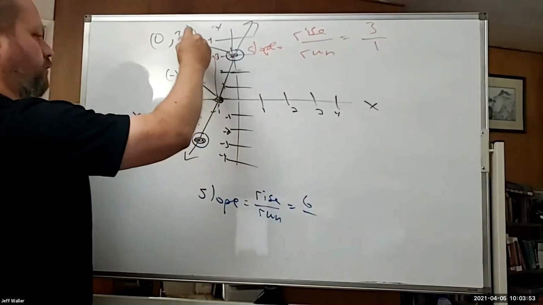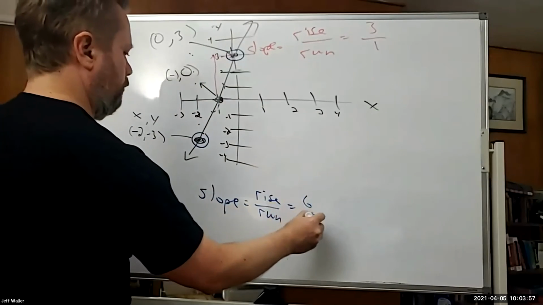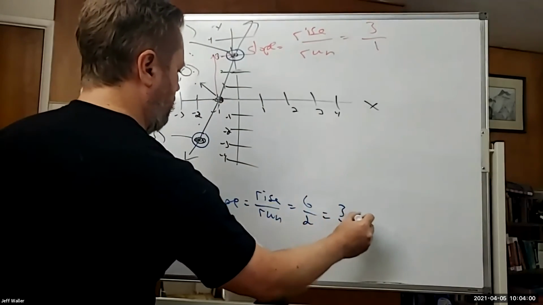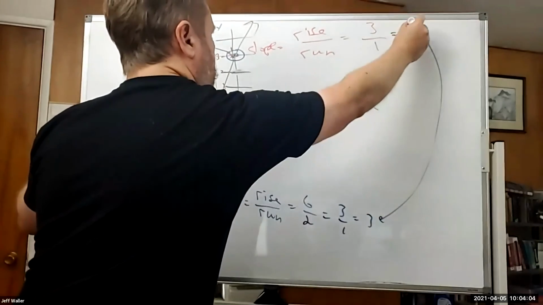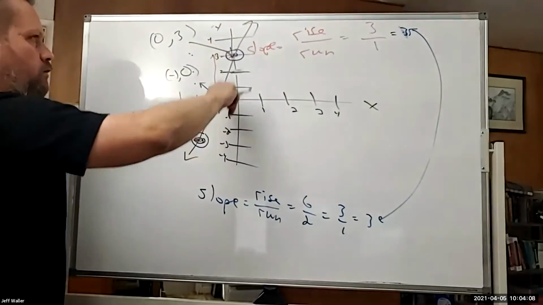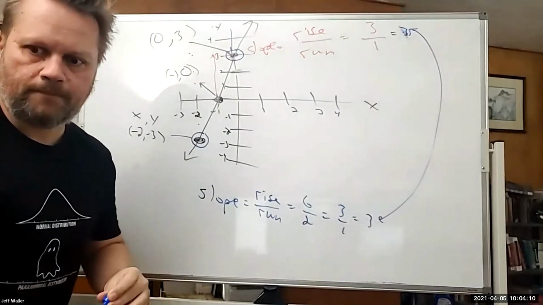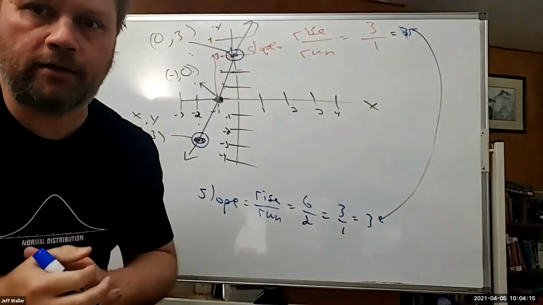And then how much do I have to run over? 2. 1, 2. Which still reduces to 3 to 1. So of course it's the same slope. So does it matter for a straight line? Does it matter what 2 points I pick to figure out the slope? Should it matter what 2 points I pick?